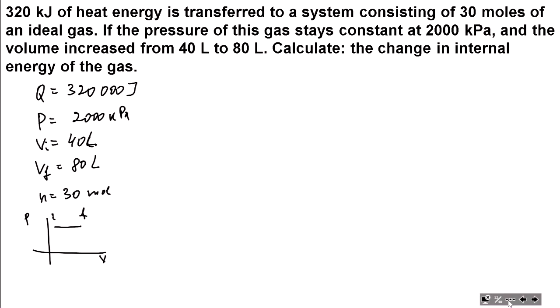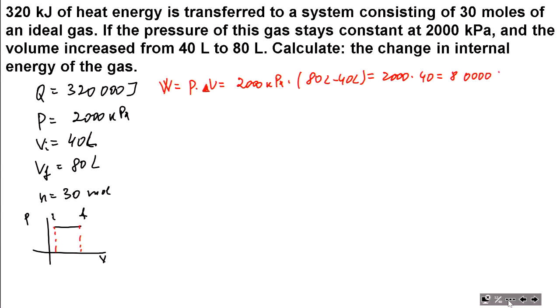And actually, even if we didn't ask, we can calculate the work, right? Because we know pressure, we know initial volume, final volume. So the work will be equal to P times delta V, which is 2,000 kilopascals times 80 liters minus 40 liters, which will be equal to 2,000 times 40, 8 and 4 zeros joules.